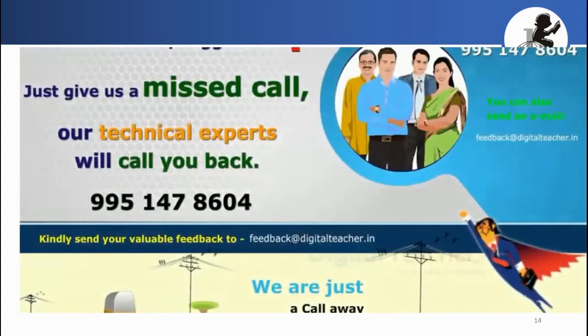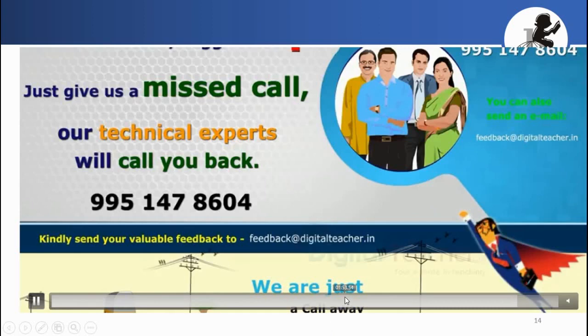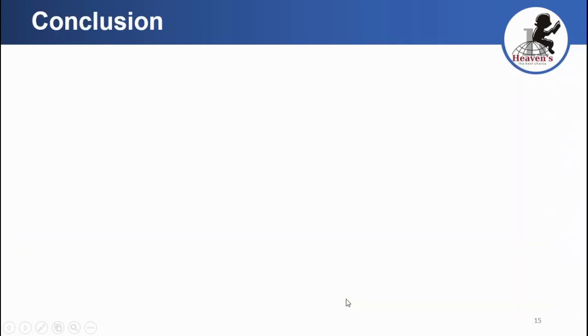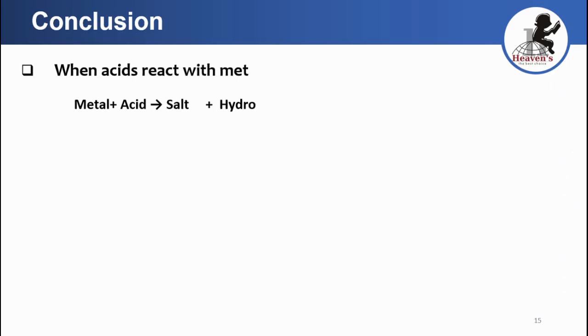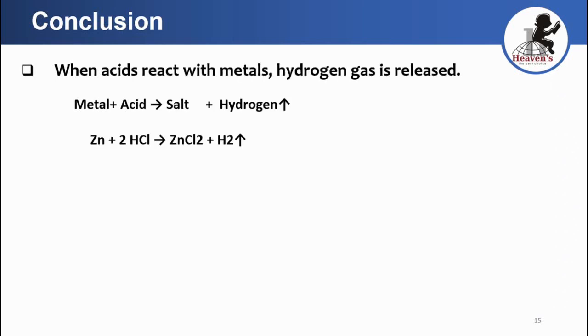Okay, now the chemical equation is: when metals react with acids or bases, hydrogen gas is released. Next, conclusion from this activity. When acids react with metals, hydrogen gas is released. So metals plus acid gives rise to salt plus hydrogen. Here, the chemical equation is Zn plus 2HCl gives rise to ZnCl2 plus H2.